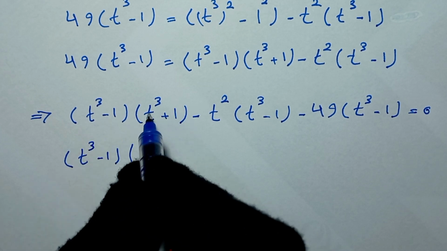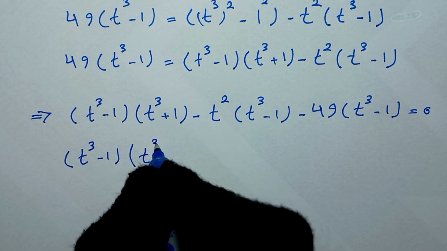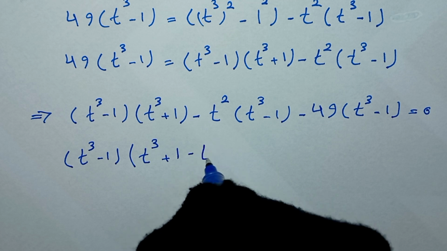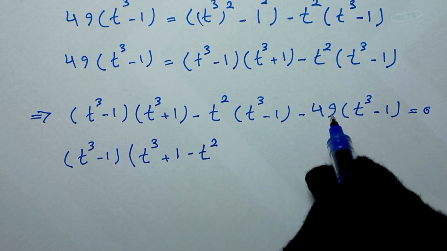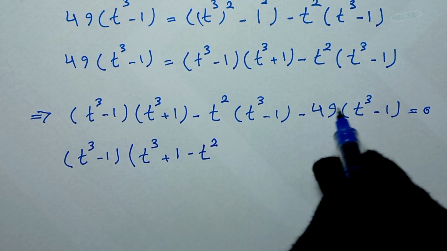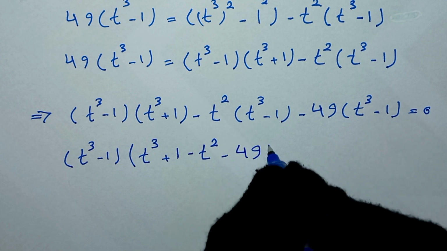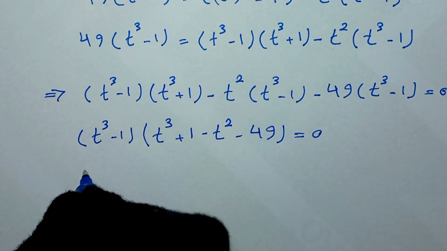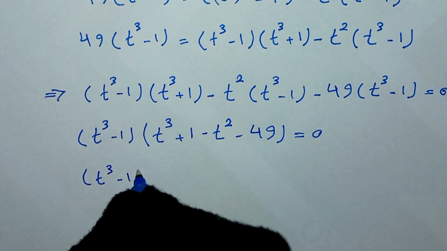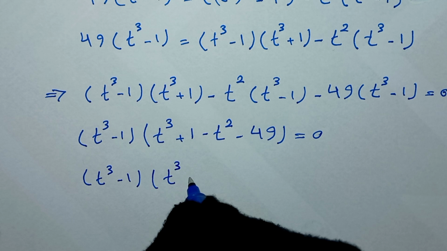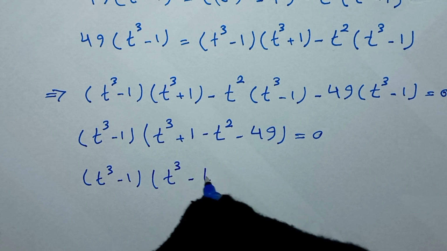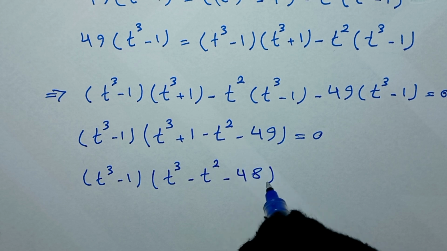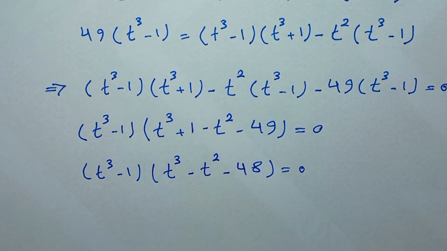for this part, we have t cubed plus 1, and for this part, we have negative t squared, and for this part, we have negative 49 is equal to 0. And it will be t cubed minus 1 times t cubed minus t squared, and 1 minus 49, it will be negative 48 is equal to 0. And here we have two solutions for t.